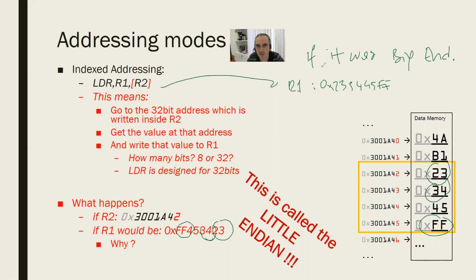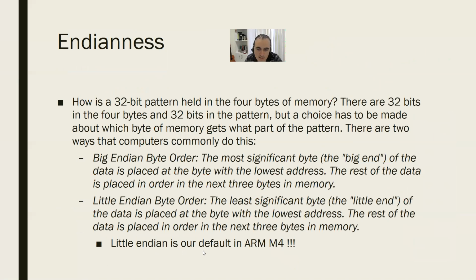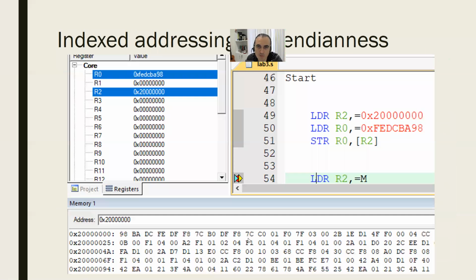But this is not our case, okay? This is big endian. We are using this case. This is called little endianness, and we'll always be using this. The least significant byte will be taken from the lowest address if you are using multiple addresses to represent a value. Any questions about little endianness? Good. I guess it's simple. So little endian is our default in ARM M4. That's what we'll be using in the exams.